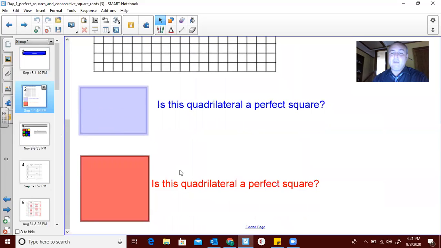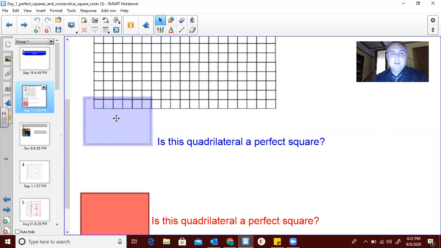Is this quadrilateral a perfect square? By looking at it, I would assume it's a perfect square. All these sides look the same, but let's prove it. So let's take these and put them up on this graph.